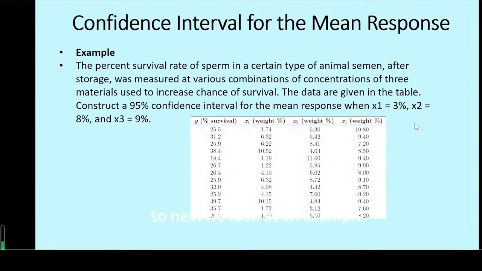So next we look at an example. This example is for the percent survival rate of sperm in a certain type of animal, and after storage was measured at combinations of concentration of 3 variables. So this table listed the y value and x1, x2, and x3. And the question is, construct a 95% confidence interval for the mean response when we know these 3 independent variables.